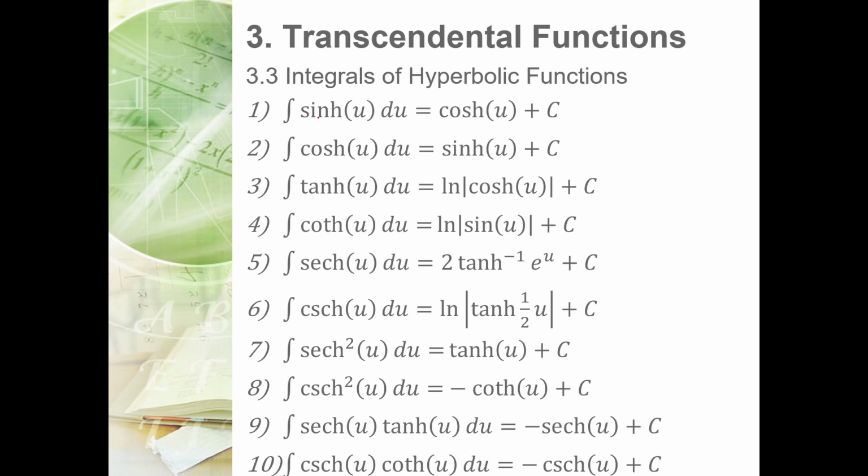Okay, so again, the proper way to read this one is hyperbolic sine of u du is equivalent to hyperbolic cosine of u plus c. So if you imagine it's tiring to say hyperbolic every time, right? Hyperbolic sine, hyperbolic cosine. So if you want a shortcut for reading, just incorporate h in reading the different functions, right?